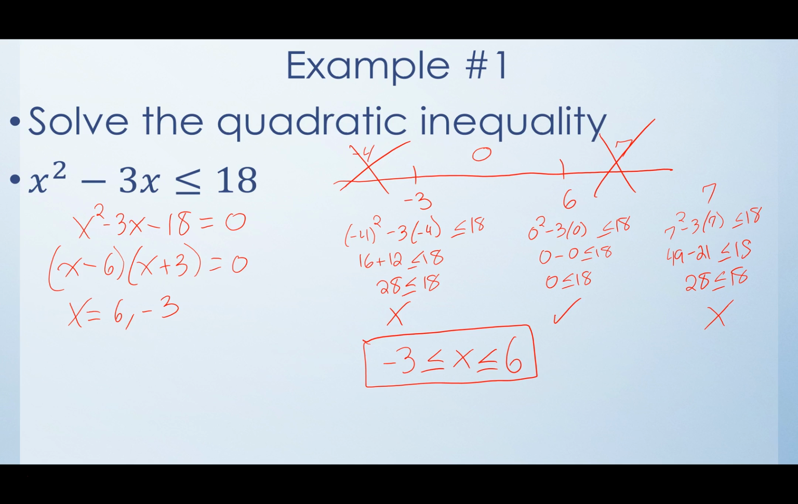So that's how we solve a quadratic inequality. We solve the equation, and then we set up test intervals to see where our solution set will fall, because it's not going to be everywhere. It's not going to be just greater than 6 or less than negative 3 or something like that. We have to take a look at where it really is.